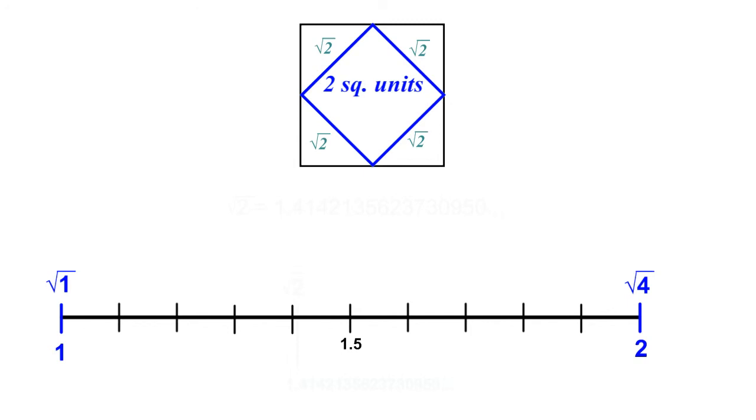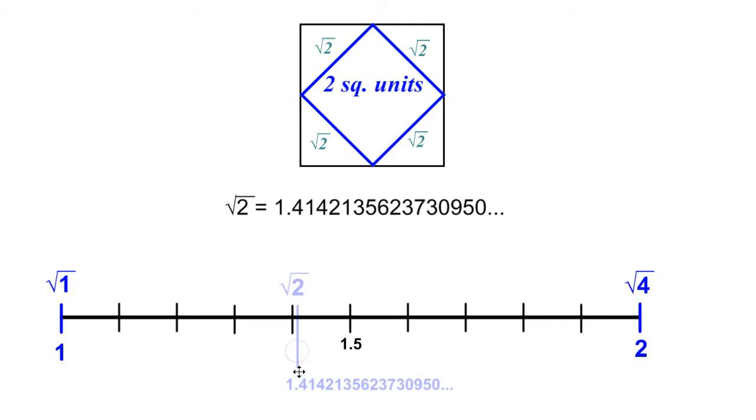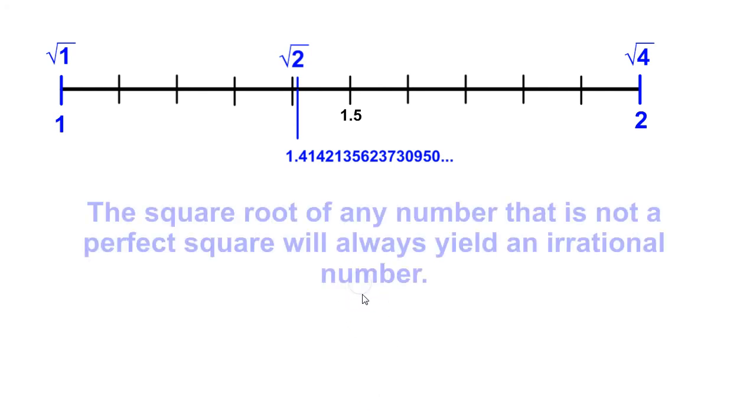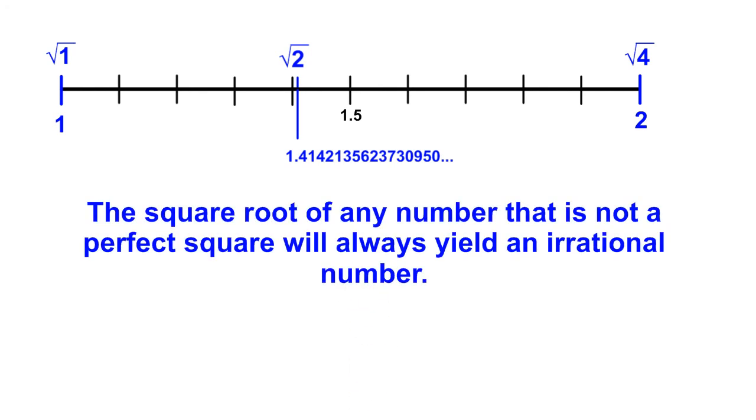If we were to investigate further, we would find that the square root of 2 yields a decimal that doesn't terminate or repeat, and therefore it cannot be expressed as the ratio of 2 integers. In other words, it yields an irrational number. There are many more irrational numbers that lie between any 2 rational numbers on a number line. In fact, the square root of any number that is not a perfect square will always yield an irrational number.